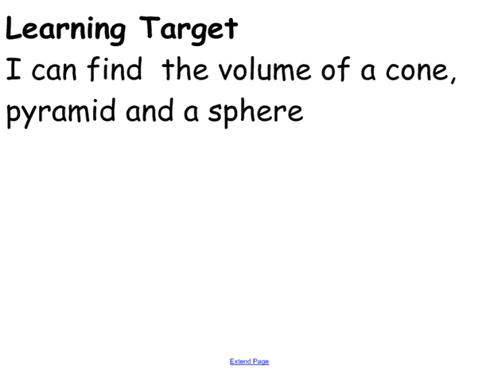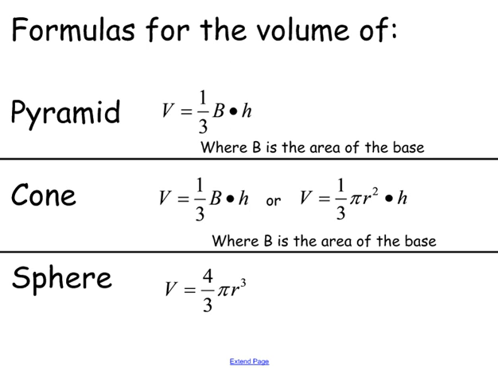And we're about to get this paper here. Our learning target says I can find the volume of a cone, pyramid, and a sphere. So let's cut right to the chase. Here are the formulas we're going to be using today. Three examples. First one's going to be the volume of a pyramid, second one cone, third one is sphere. And these are the formulas. Write them down. You need to know these formulas and do memorize them.